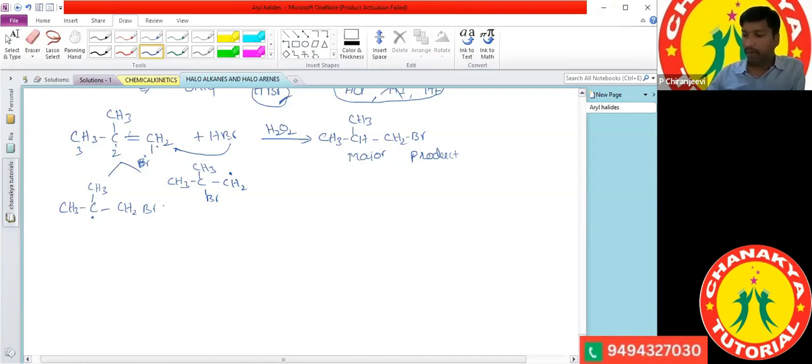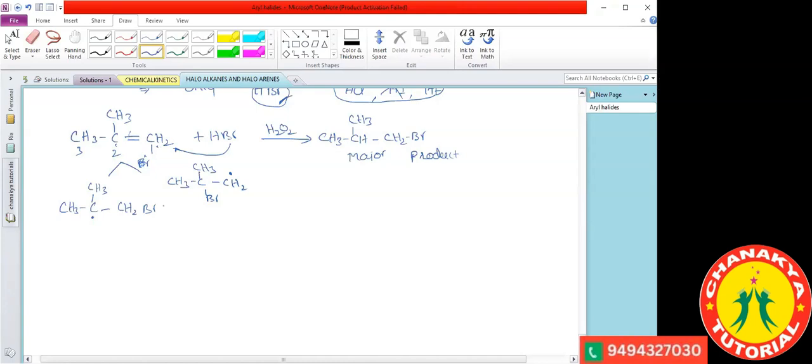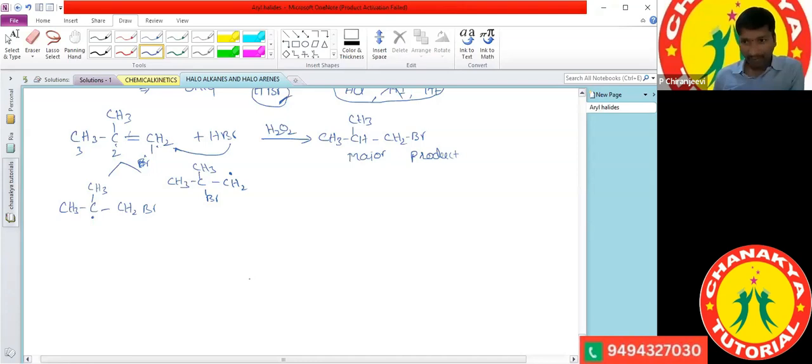Which one is the primary free radical? Which one is the secondary free radical? Sir, the first. Samita, which one is the primary free radical and which one is the secondary free radical?